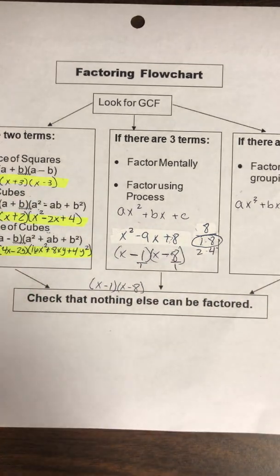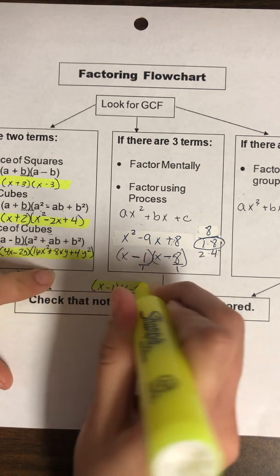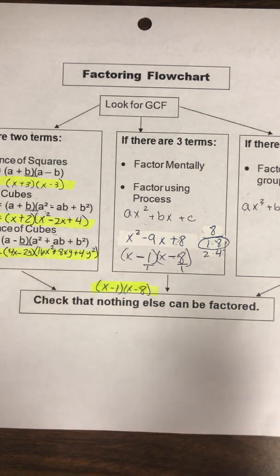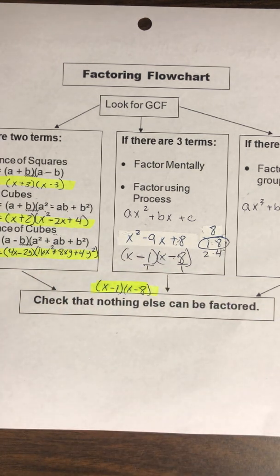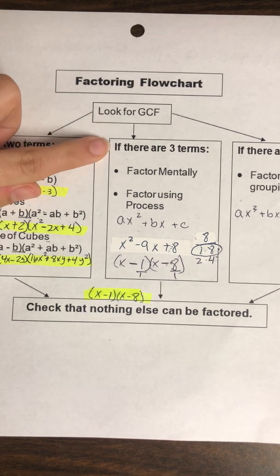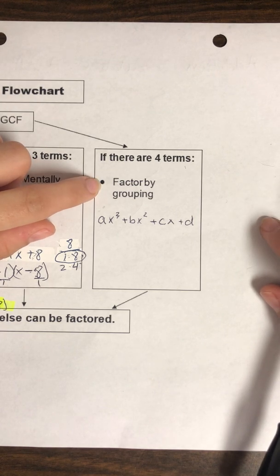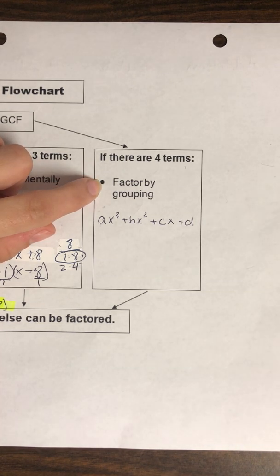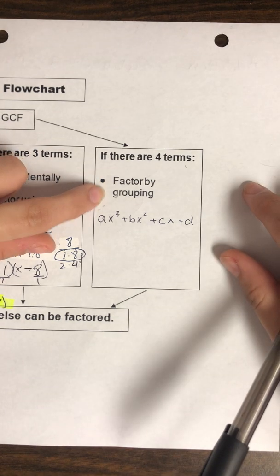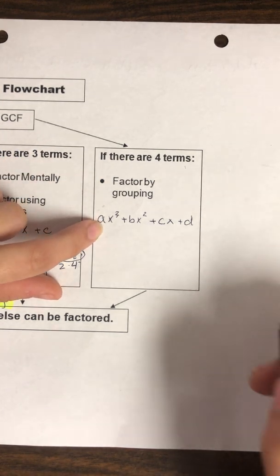Remember, this is just a review. So that's how you do it if you have 3 terms. Let's take a look if there are 4 terms. You are going to be factoring by grouping. This is one of the methods we learned this unit. Let's take a look at an example.